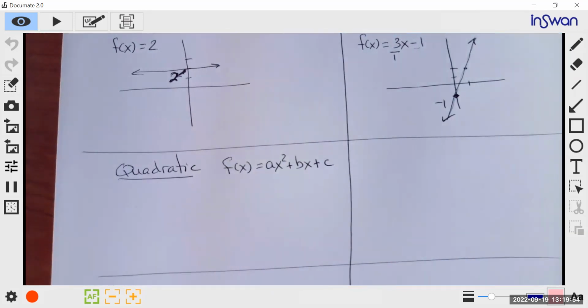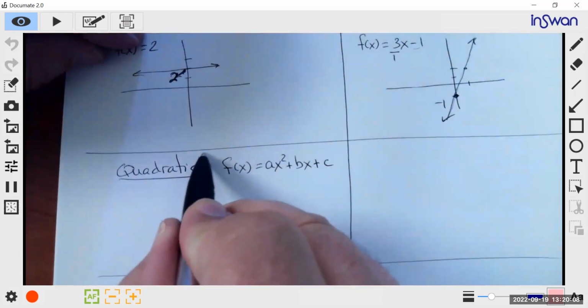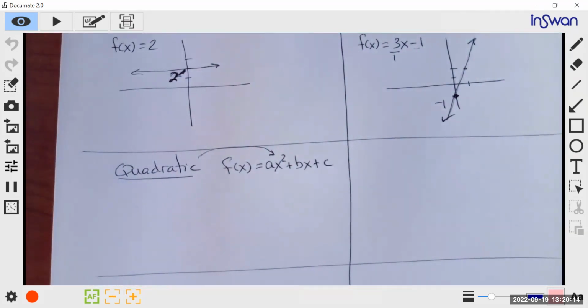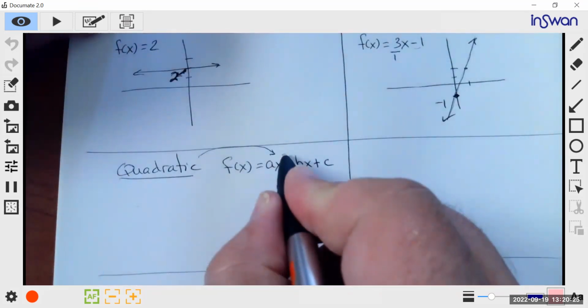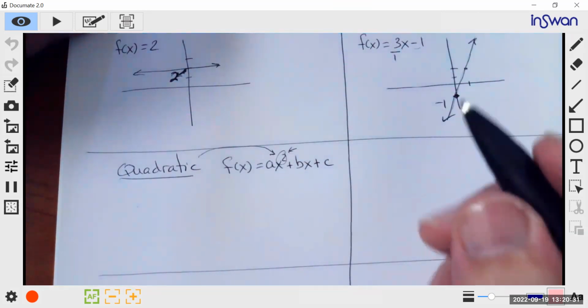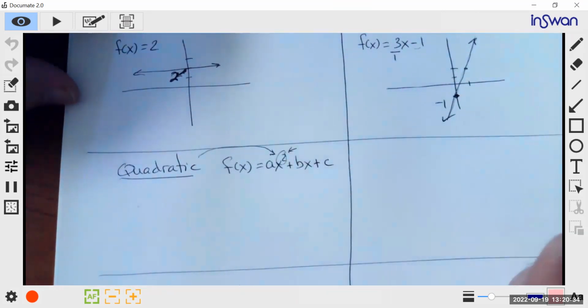And here's the basic standard formula for a quadratic function. How do we know it's quadratic? It's quadratic because the biggest exponent is a 2. Once you see an equation that has an exponent of 2, we know it's quadratic. That exponent, since it's the biggest, is also called, I'm not gonna give those names just yet, the power.